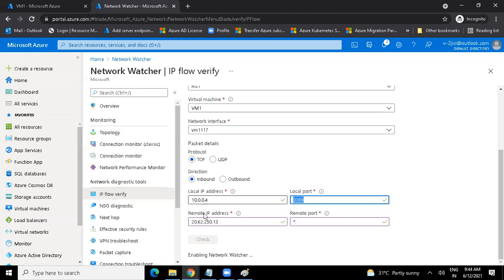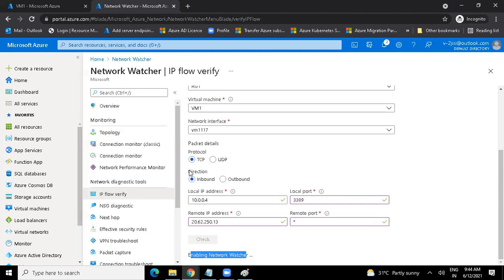So it is again enabling Network Watcher. Here it would be able to show you the rule. For example, if NSG is associated with VM number 1, it will show you there is a rule in the NSG which is allowing the communication, right?